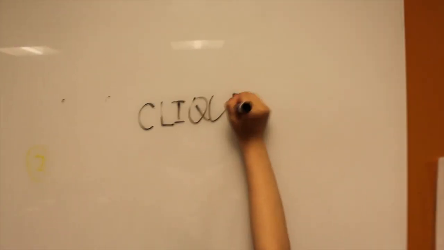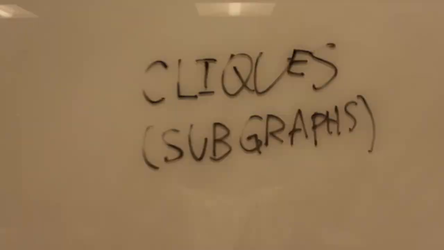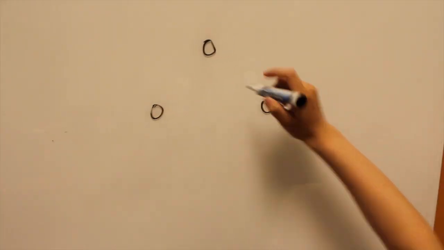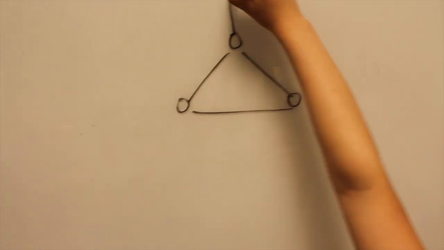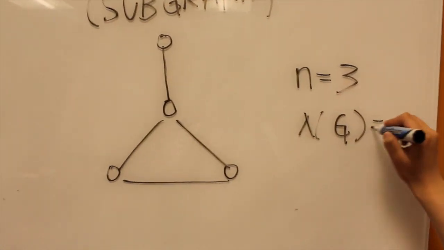So up next, we're going to talk about cliques, which are also known as subgraphs. These are subsets of vertices that are attached onto the undirected graph. Here we have an example of that. As you can see, the maximum degree number is 3, and the chromatic number is also 3.